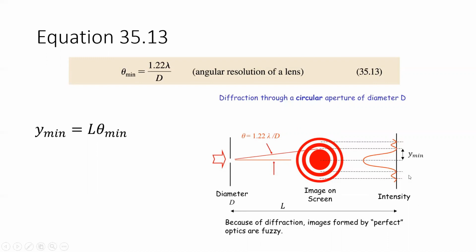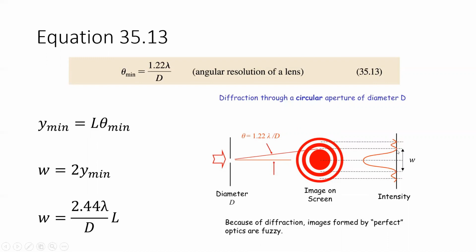Well, the obvious definition of the width of the Airy disk would just be twice that distance. So I've doubled y min, and then right here, instead of theta min, I've substituted this expression. And that's where this formula comes from in your book. This is the width of the Airy disk. That's the central bright spot in the circular aperture diffraction pattern. You should probably have that on your note card.